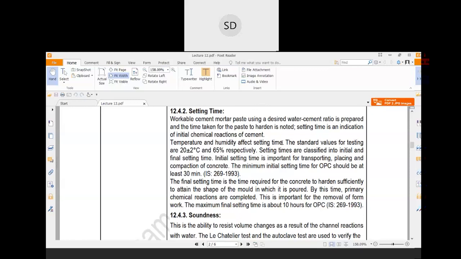Now, the main important thing is why we need to know the setting time of the cement. What are the uses of the initial setting time and final setting time of the cement? So basically, if you test maximum cement, the initial setting time would be around 30 minutes. So basically, it indicates that within 30 minutes, or within half an hour, you have to place the cement in the appropriate position.